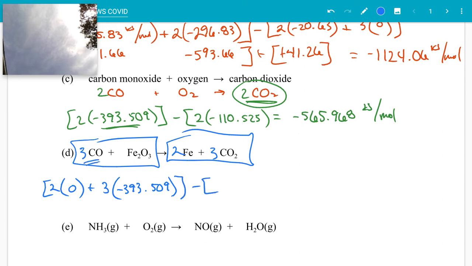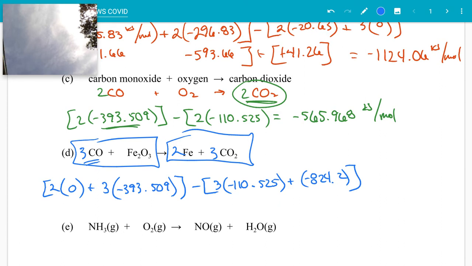So we'll start with 3 times carbon monoxide, and we already looked up carbon monoxide once before. And carbon monoxide is a minus 110.525. And then we will add that to 1 Fe2O3. And the Fe2O3, we just have a 1 for the coefficient. It's going to be 824.2. And we are done. Now we just need to add it all together.